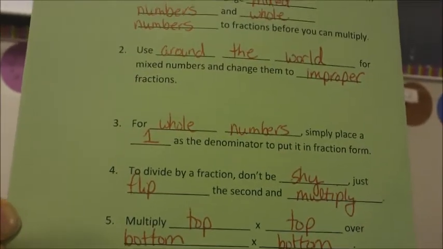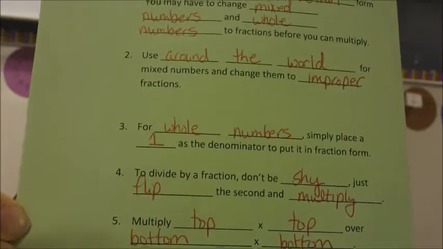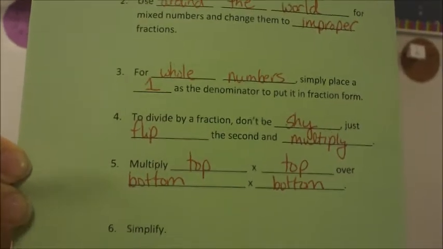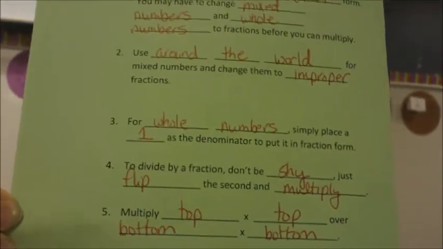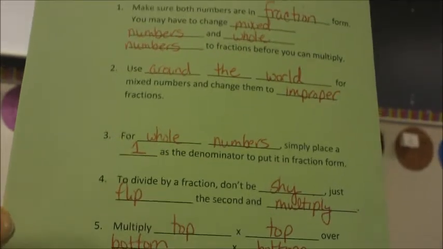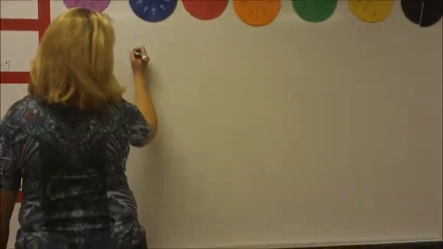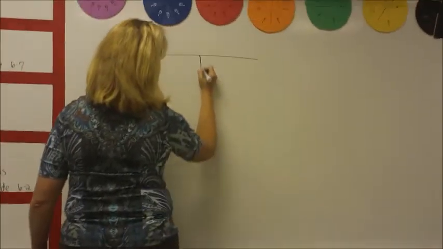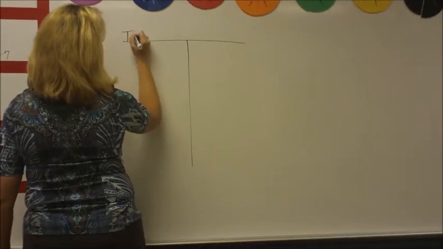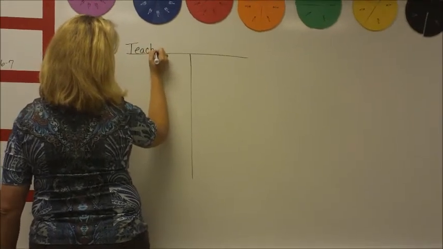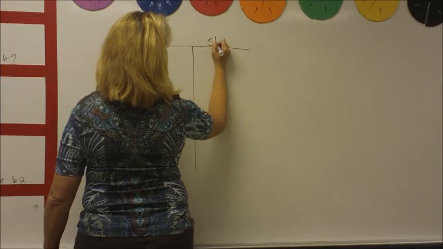It's step number 4. To divide by a fraction, don't be shy. Just flip the second and multiply. Then it's just the same as multiplication. Top times top over bottom times bottom. Okay? Alright. So on the other side of your notebook, give yourself 2 columns. Teacher and student.